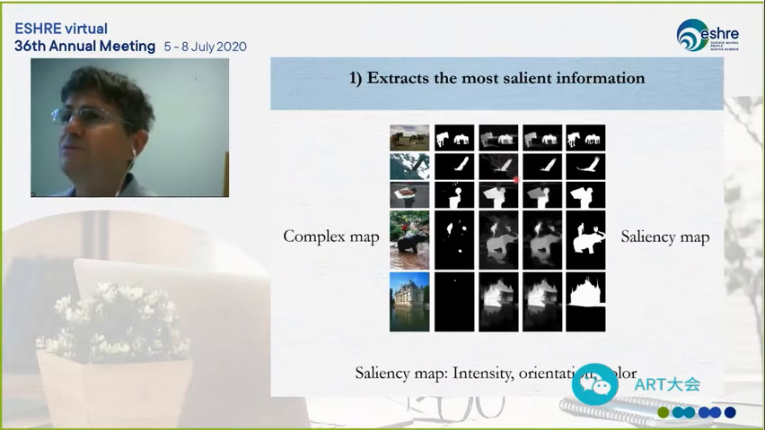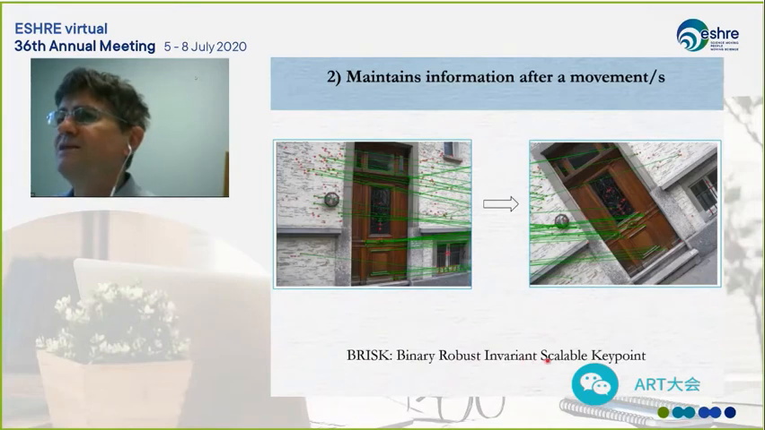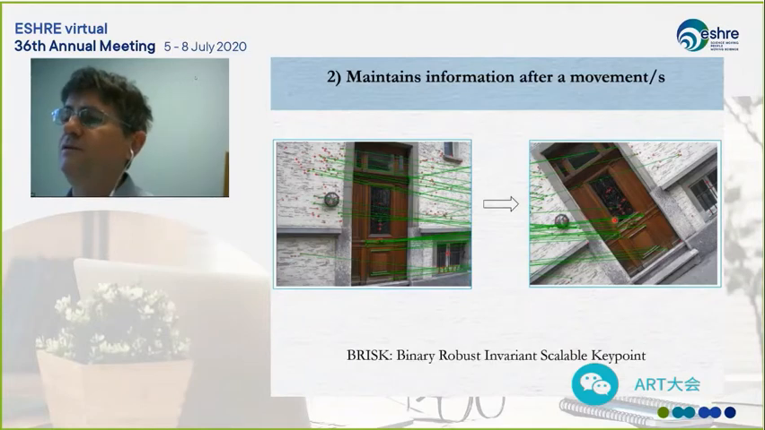But once this information has been extracted, we need to maintain it, to follow it, even during movement. And to do this, we use the binary robust invariant scalable key points algorithm, or BRISK. And this keeps track of the information while this is moving from one frame to the other.